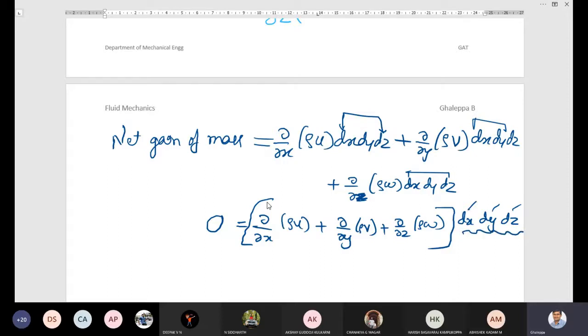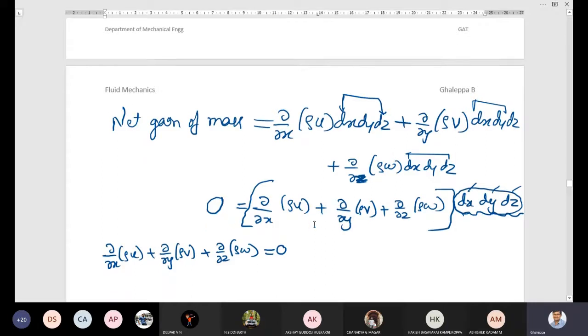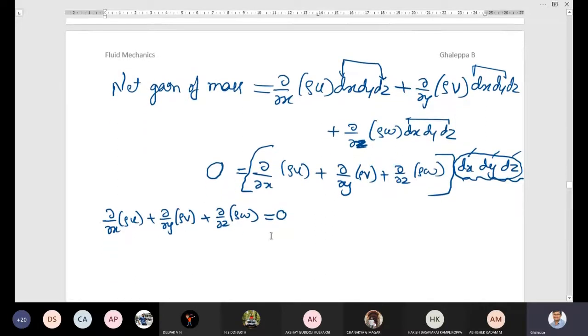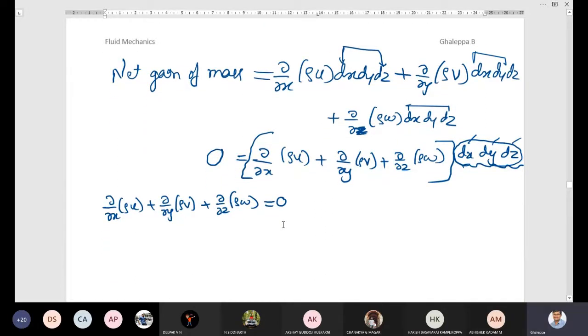Then what happens, the equation: dou by dou x of rho u plus dou by dou y of rho v plus dou by dou z of rho w is equal to 0. These have some value. It is not 0, man. It has some value that I have taken on the left hand side. 0 by anything is 0. This is the equation of continuity in 3 dimensions.